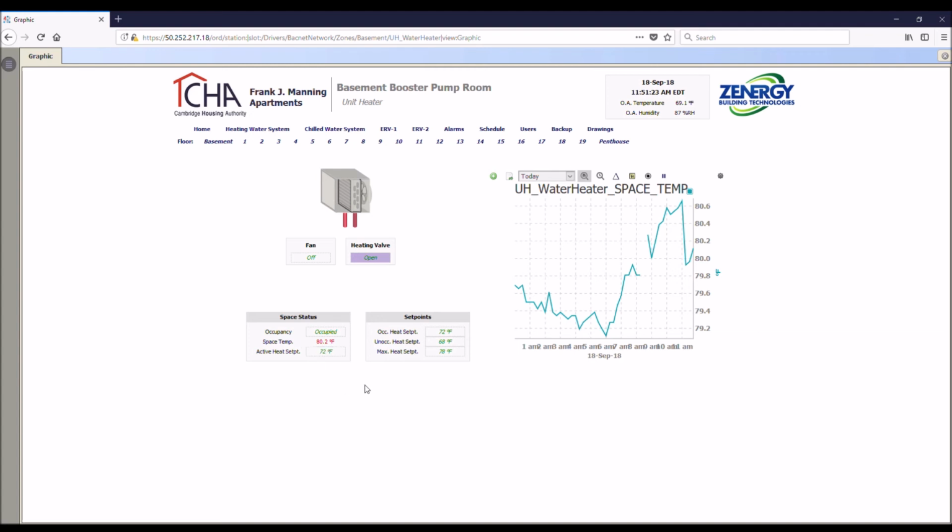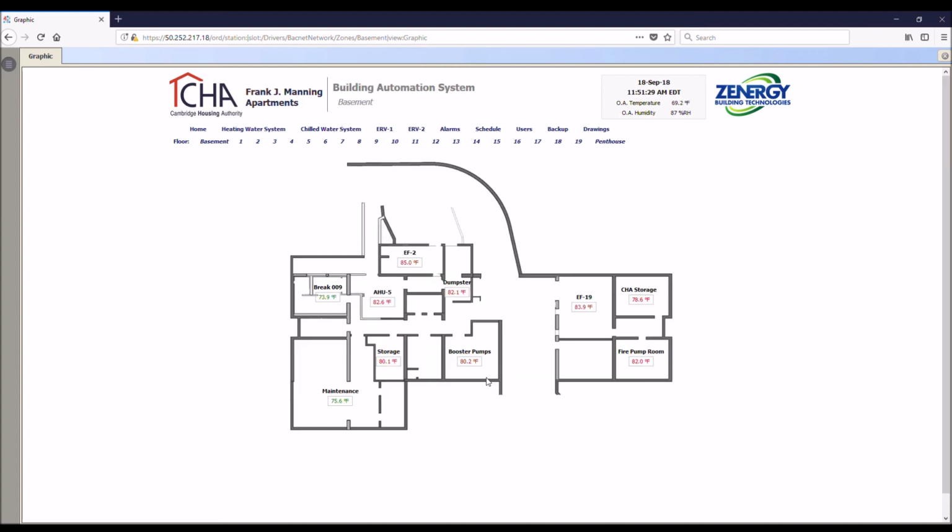So notice we only have heating set points. There's a fusion booth room that has a unit heater. These two rooms back here are AppStats tied to unit heaters. The entryway for the trash room is a unit heater. And this storage room is just a single zone unit heater with an AppStat. This maintenance room has 3 unit heaters.